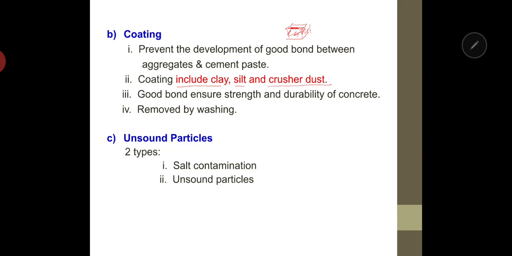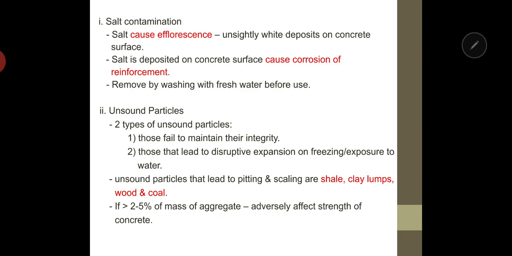There are two types of unsound particles, which are salt contamination and also unsound particles. Salt contamination causes efflorescence, an unsightly white deposit on the concrete surface. After you mix the concrete and cure it, somehow you see a trace of white material on the surface of the concrete, meaning that in that mixture we have some salt contamination.